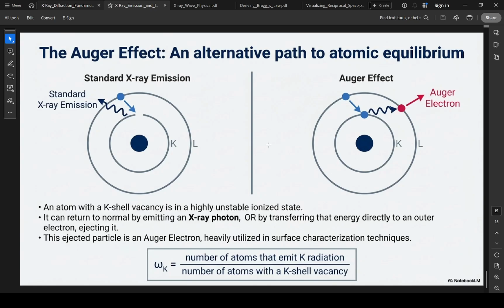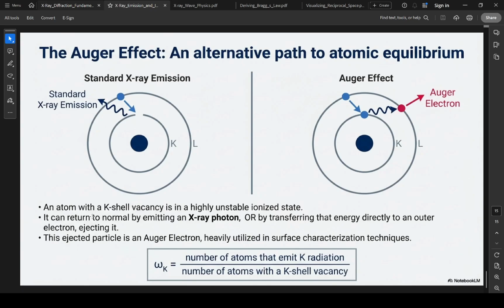Then you have another effect called the Auger effect, where the characteristic emitted X-ray goes and hits an external shell electron and gets absorbed, which results in emission of an electron from the external shell, resulting in further loss of X-ray intensity.